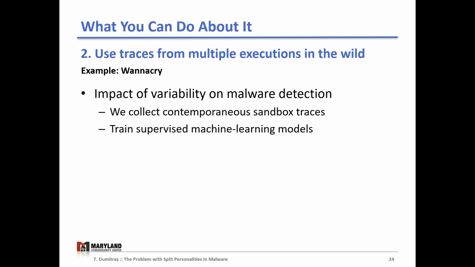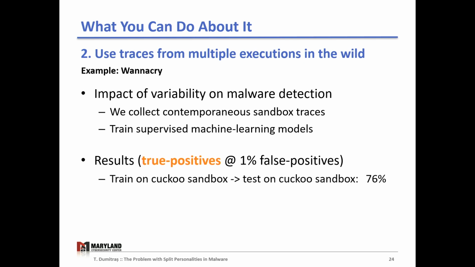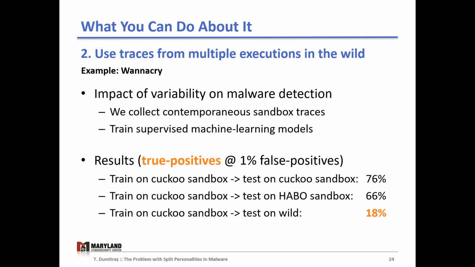And we looked at 2 sandbox traces, two separate sandboxes, because some of the best practices recommend combining sandbox traces in order to account for behavior variability. So the results that I'm presenting here are in terms of the true positive rate, so the detection rate for 1% false positives. When we train our models on Cuckoo Sandbox and we test on Cuckoo Sandbox, we get 76% true positives. When we train on Cuckoo Sandbox and test on Hubble Sandbox, we have a little bit of a performance drop. But when we train on Cuckoo Sandbox and test on the wild, we have a huge performance drop.